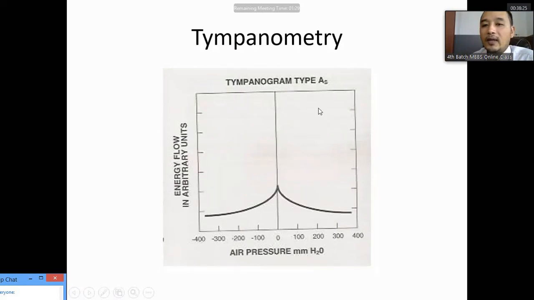And type AS is occurring in otosclerosis. The tympanic membrane is stiff because of the stapes fixation, or there is a tympanosclerosis. The tympanic membrane is not that much elastic, so there is not much increase in the compliance throughout all these different pressures. AS is for otosclerosis.